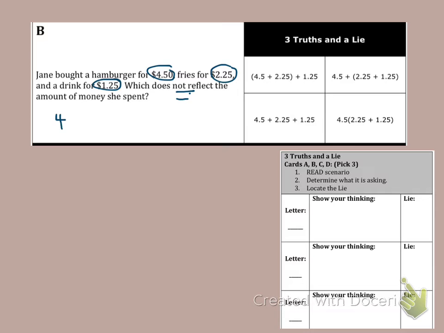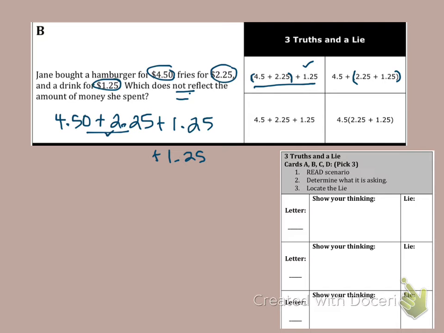So $4.50 plus $2.25 plus $1.25. Okay, so looking here, that's all 3 of the numbers adding. Even though these are in parentheses, once I add them together, it'd be like adding these 2 first and then adding the 1.25, right? So that works. Associative property tells us that when adding or multiplying, we could group different sets of numbers and still have the same outcome, and that is true.